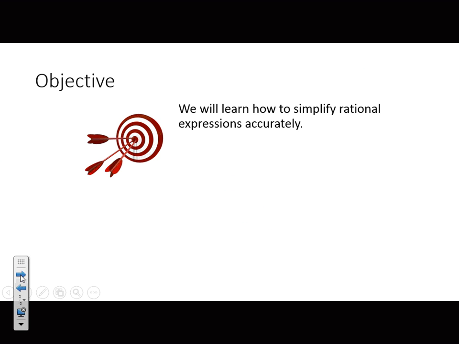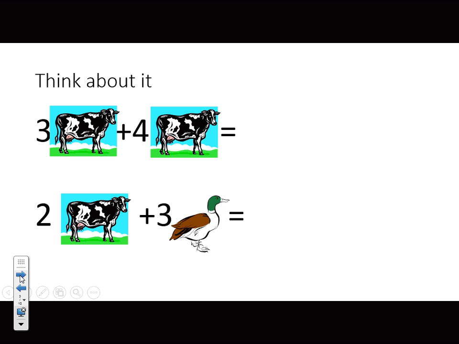All right, our objective today, once again, is we'll learn how to simplify rational expressions accurately. So now we're just going to add or subtract with unlike denominators, and then we're going to simplify.